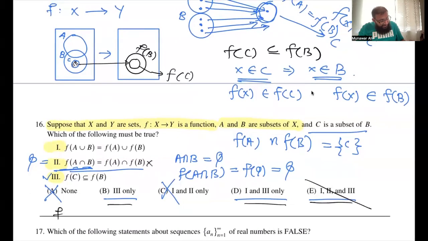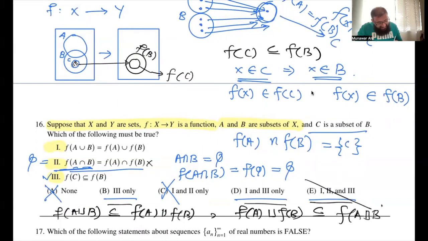One thing is f of A union B is contained in f of A union f of B, and you have to prove f of A union f of B is contained in f of A union B. It means one set is contained in the other set, and the other is contained in the first one. Then your first statement is true, and you can verify this easily. And there are proofs available as well. So statement 1 is also true. So 1 is true, 3 is true. Hence the correct option is D.